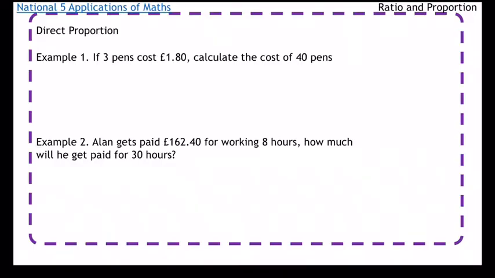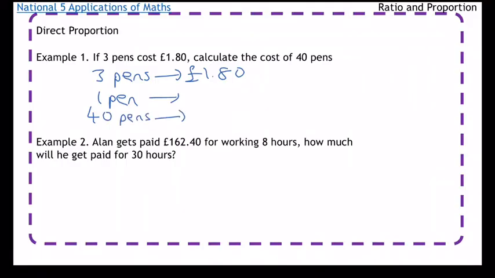Okay, so with that in mind, if we have 3 pens that cost £1.80, calculate the cost of 40 pens. So 3 pens give me a cost of £1.80. What we're going to do is work out the cost of 1 pen, and use that to work out the cost of 40 pens. Direct proportion: as one thing goes up, the other thing goes up, or in this case, as it goes down. If I want the cost of 1 pen, I'm going to divide 1.80 by 3, which gives me 60 pence, or I'm just going to write 0.60. That's the value of 1 pen.